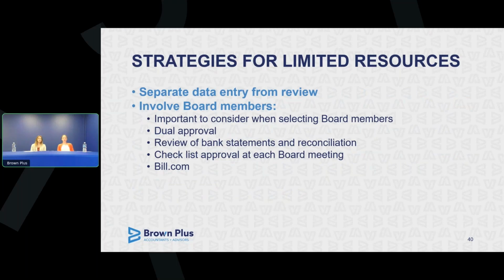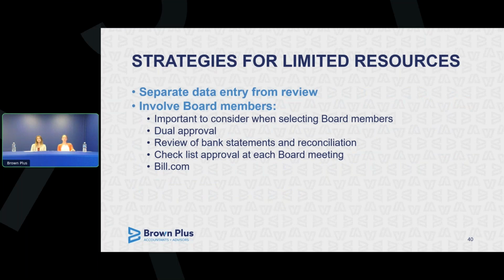So it's important to consider that if that's your situation when you're looking at selecting board members, maybe trying to make sure you have somebody that, A, has the time to do that and is willing to do it, and B, has some background in that, or has seen some of that before, maybe even a little bit of a financial background. A dual approval on things: maybe there is only one person able to do the whole transaction, but if you can get a board member to be a second set of eyes on approving that invoice, that helps.